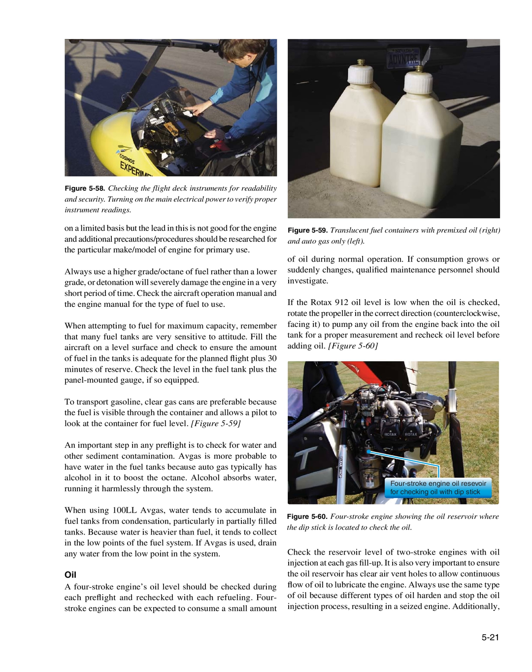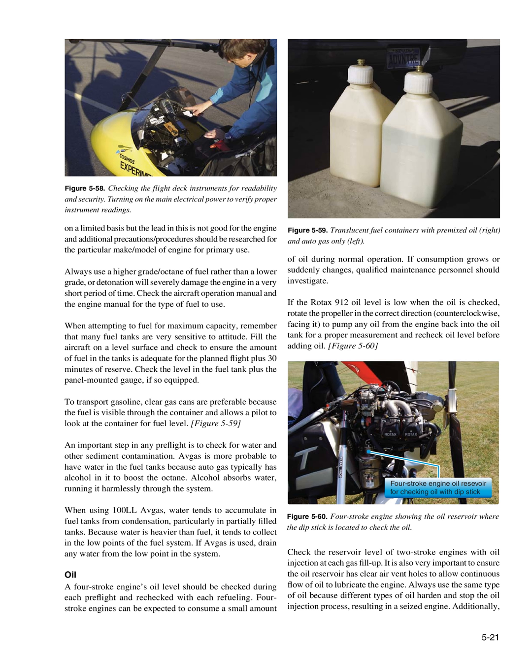When attempting to fuel for maximum capacity, remember that many fuel tanks are very sensitive to attitude. Fill the aircraft on a level surface and check to ensure the amount of fuel in the tanks is adequate for the planned flight plus 30 minutes of reserve. Check the level in the fuel tank plus the panel-mounted gauge, if so equipped. To transport gasoline, clear gas cans are preferable because the fuel is visible through the container and allows a pilot to look at the container for fuel level.